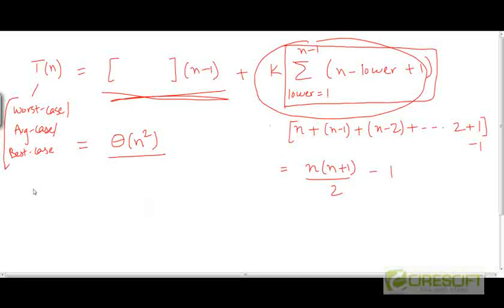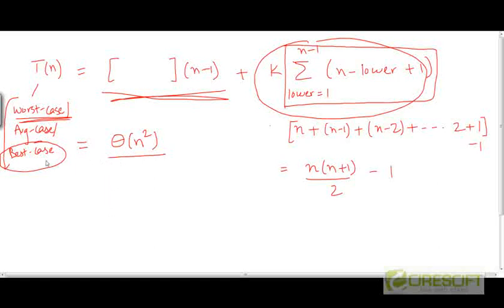So compared to insertion sort, selection sort runs in the same worst case running time, which is theta of n squared. The average case is also the same, because the average case for insertion sort was also theta of n squared. Now for the best case, here we've seen that the best case running time is theta of n squared for selection sort, but for insertion sort it was theta of n.